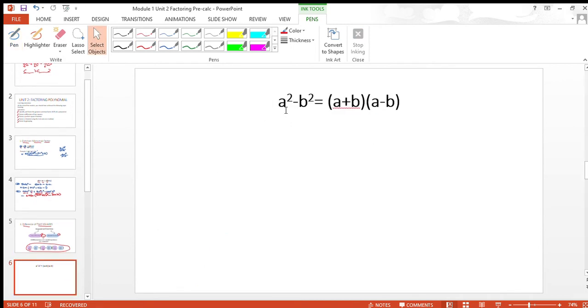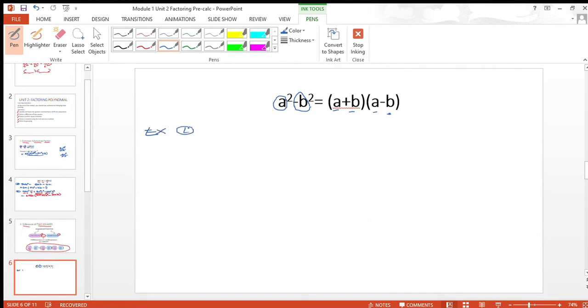So if we have a squared minus b squared, we have a difference of two squares. Therefore, if we now get the factored form of this, we copy the first term plus the second term multiplied by the first term minus the second term. So that's the process for the difference of two squares. So let's have some examples.